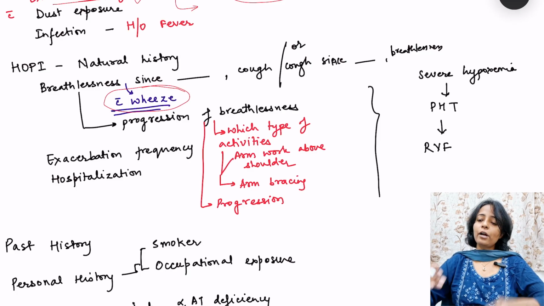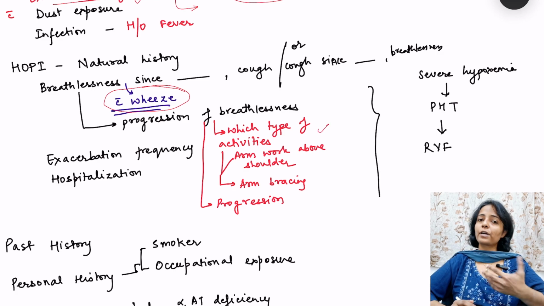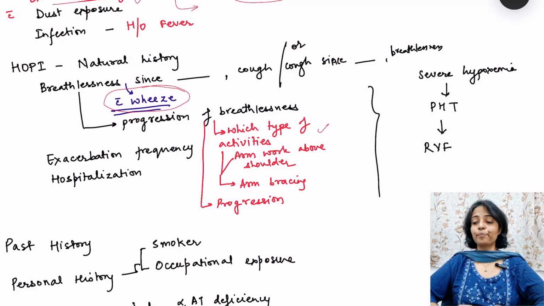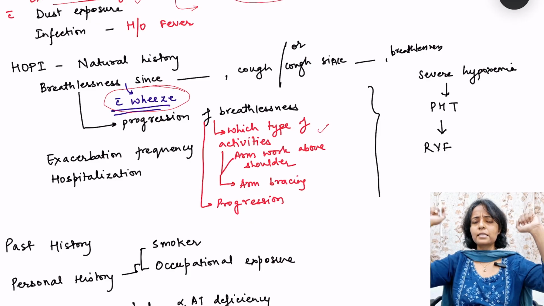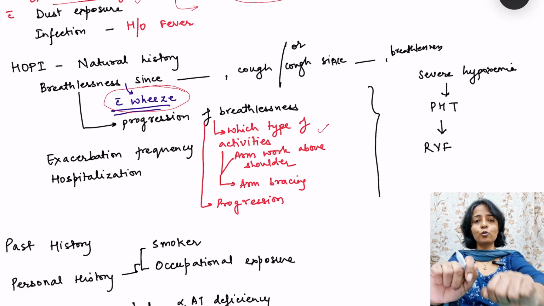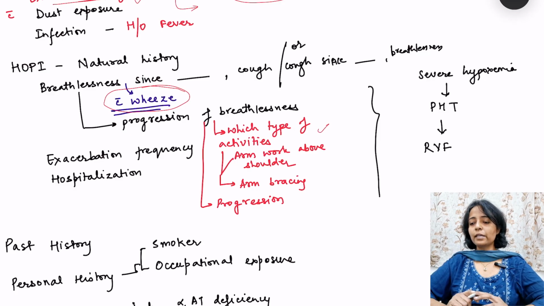Okay, then you have to talk about the progression of breathlessness, which type of activities the person is able to do, which type of activities he was not able to do, and how it is progressing over time. So we will see that he will say that he was not able to do the exercises or work which require hand raising above the shoulder, but anything which causes the hand to be in front like that, he is able to perform those particular exercises.